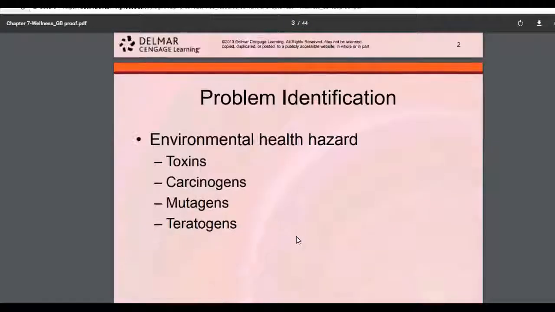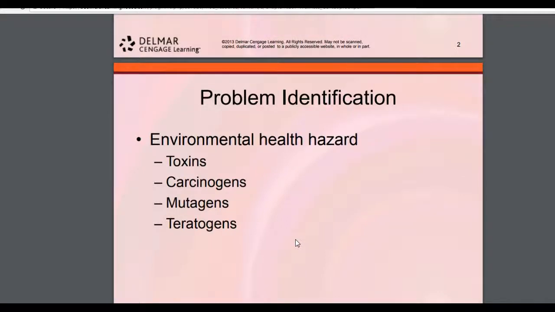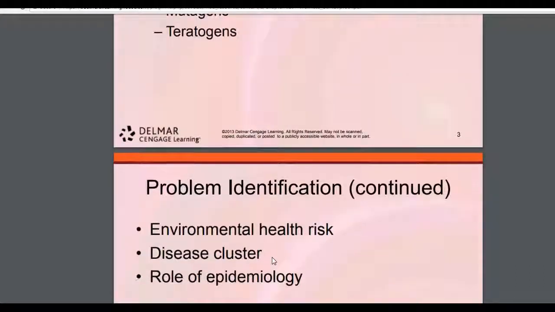Okay? So problem identification, environmental health hazards. So we think about toxins, carcinogens, mutagens that basically mutate your cells to do something it's not supposed to do, and teratogens are things that cause birth defects.